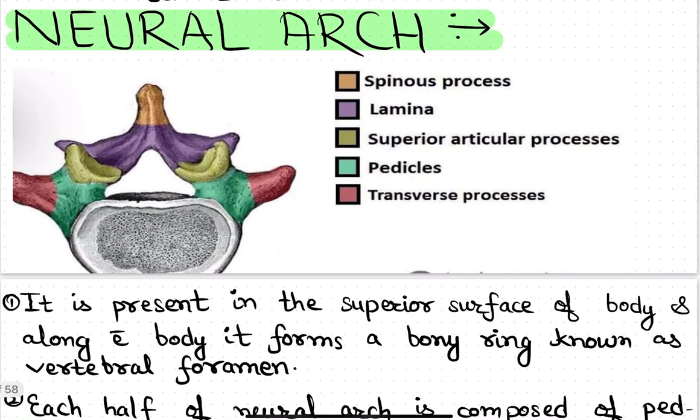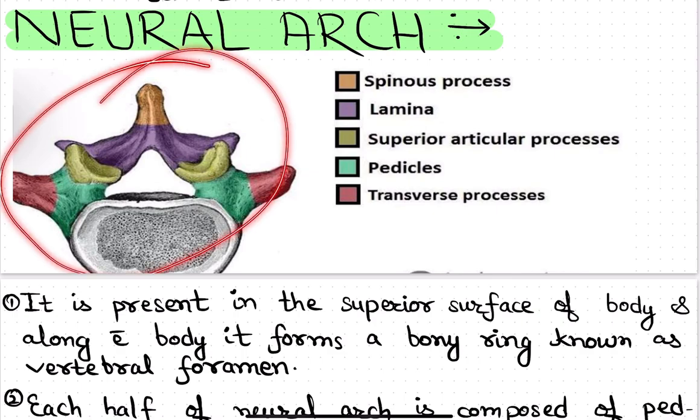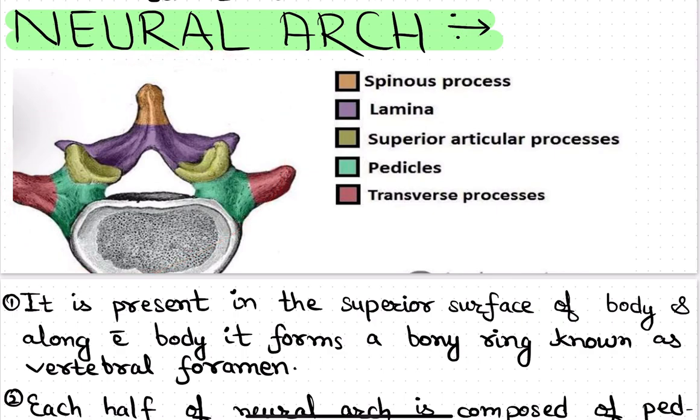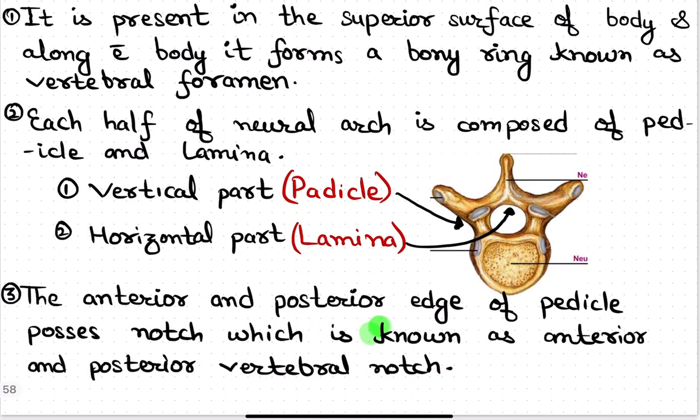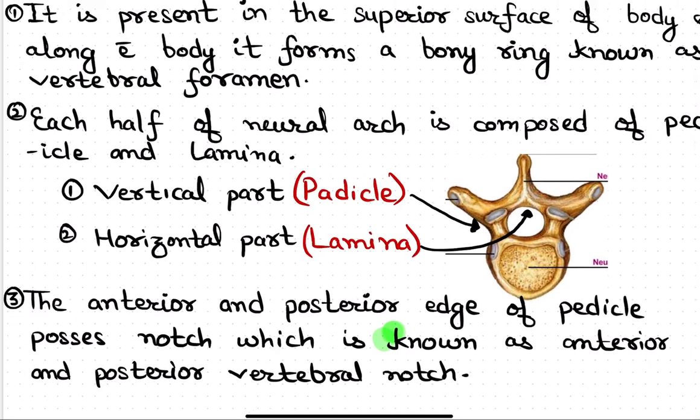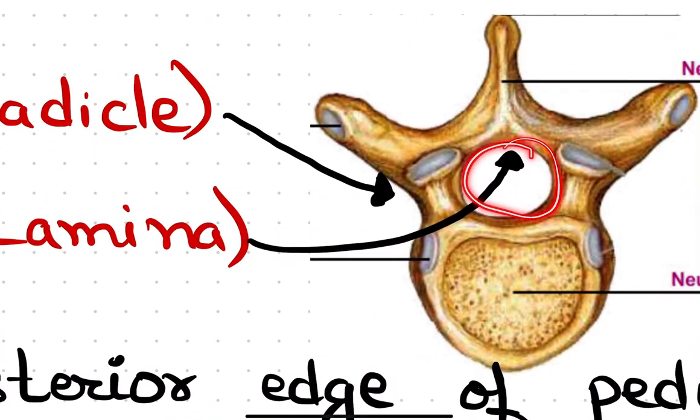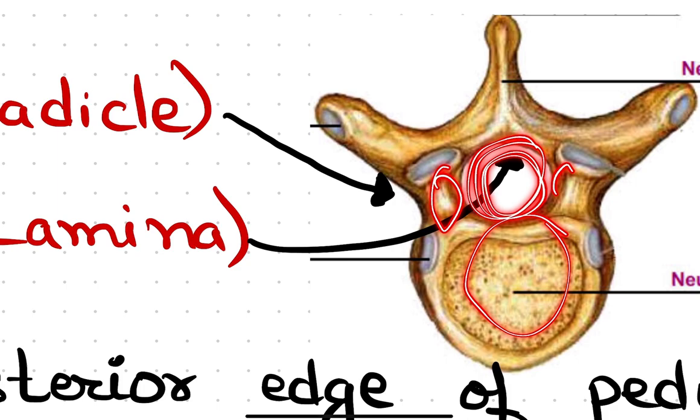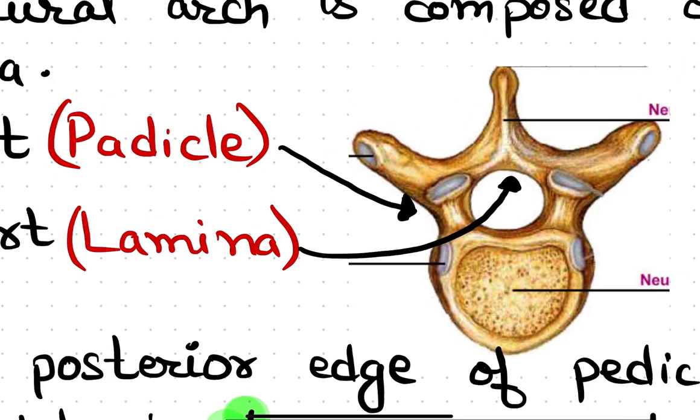Now let me come to the neural arch. This is the second most important thing. This is another good diagram which I will explain when I have told you all three parts. Now let us study what the neural arch is. It is present on the superior surface of the body. Along with the body it forms a bony ring known as the vertebral foramen. So this is the superior surface of the body and this is the inferior surface. On the superior surface we find these three things, 1, 2 and 3, okay. This is the neural arch, and this neural arch along with the body forms this hole, which is known as the vertebral foramen.